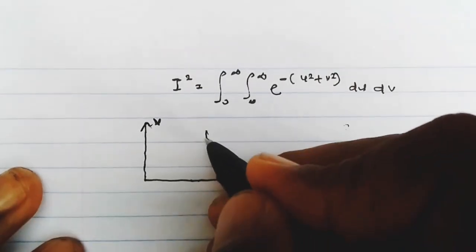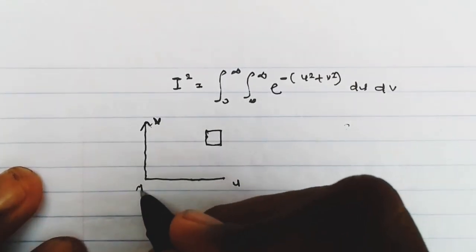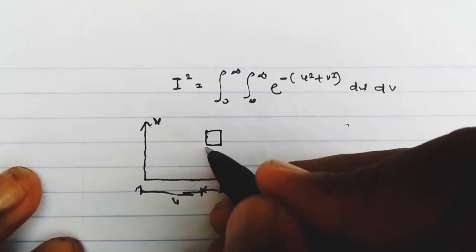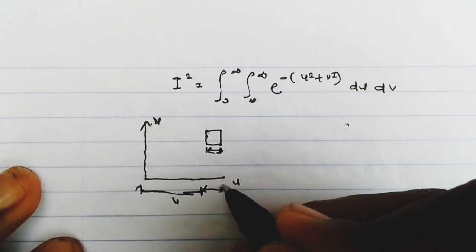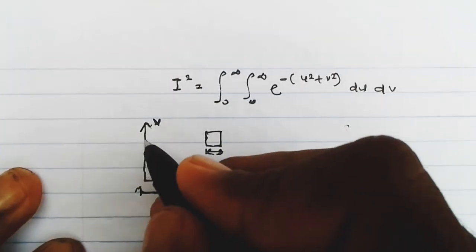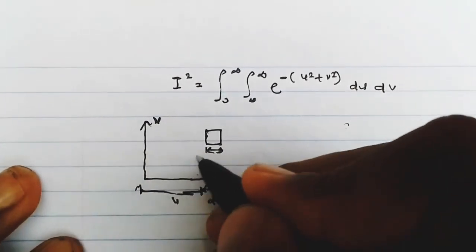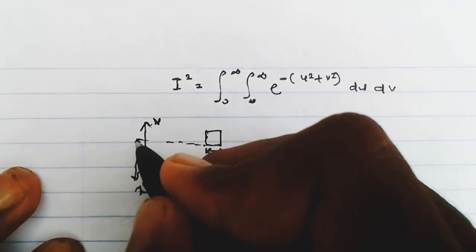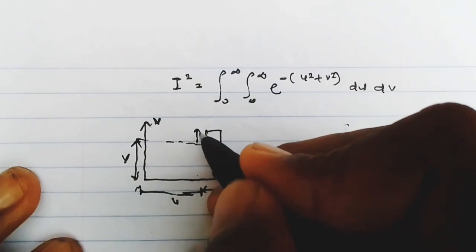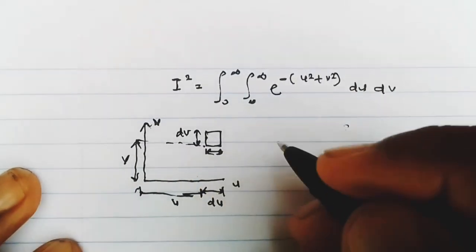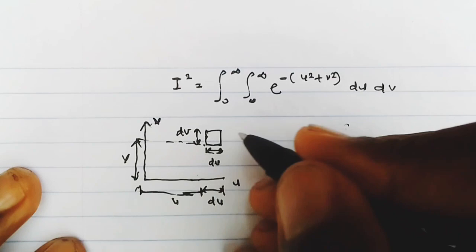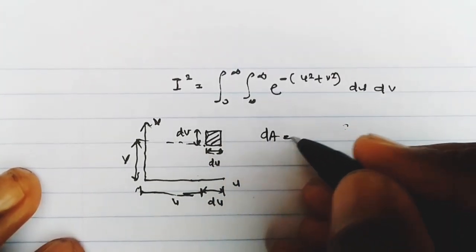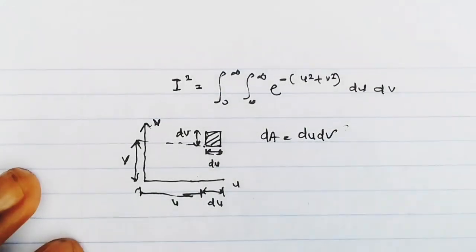So now let's assume there's a small strip. The distance from here to that strip is u, while the width of the strip is du. For the vertical side, the upward distance from here to the strip is v, while the height of the strip is dv. So you have du and you have dv here. The area of this strip, let's call it A, is du dv, right?